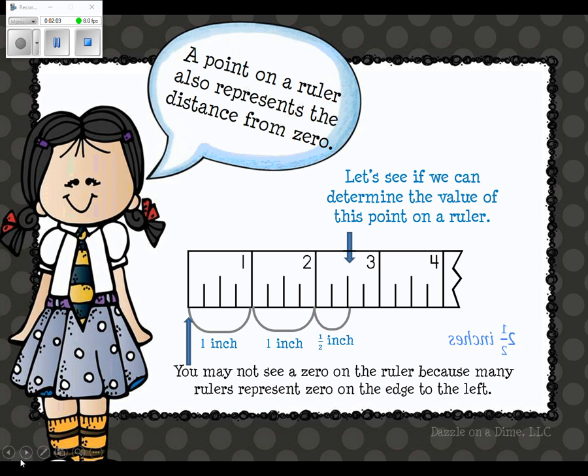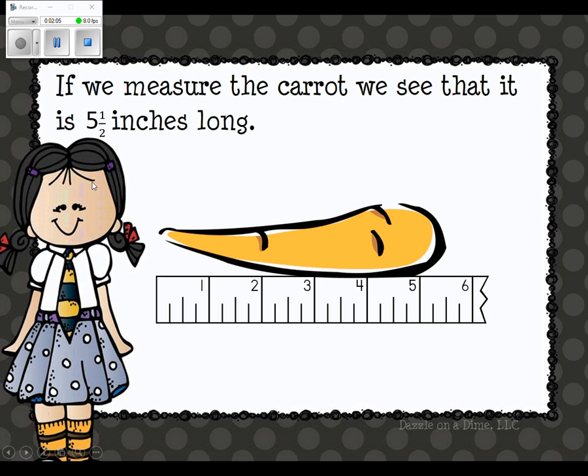So it's 2.5 inches. So if we measured this caret, you see how it lines up with the very edge of the ruler, and this line goes, like I've told you, draw your line right here, so I know it's 1, 2, 3, 4, 5 and 1/2. We don't usually say 2/4, we say 1/2, lowest terms.